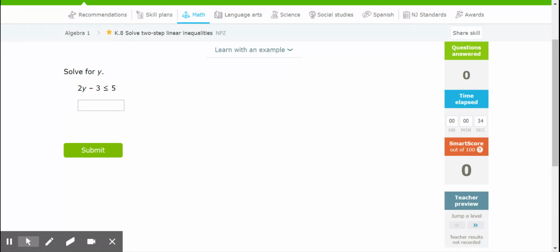Now, we're going to solve for y. So the first thing we do is back out the -3. We would add 3 to both sides. Adding doesn't change the inequality. So that would give me 2y is less than or equal to 8. We would divide both sides by 2. And that would leave me with y is less than or equal to 4. Notice we didn't change the sign because we were dividing by a +2.